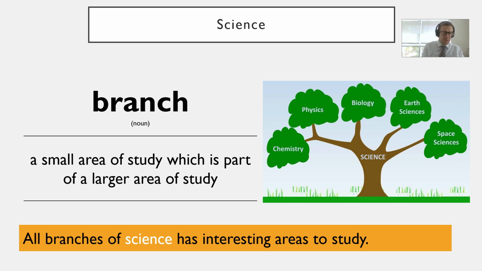Branch. A small area of study which is part of a larger area of study. All branches of science have interesting areas to study. So the picture has a tree, but that's because on a tree, these parts that come off the tree are branches. But a branch of science is the overall subject, and we have different branches like chemistry, physics, biology. And the spelling is quite easy. Just remember the ch sound at the end, CH.